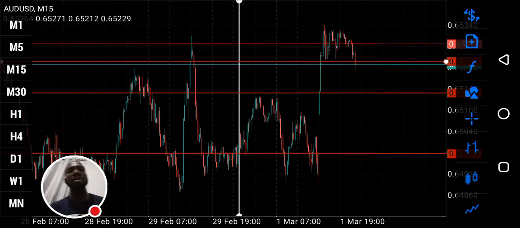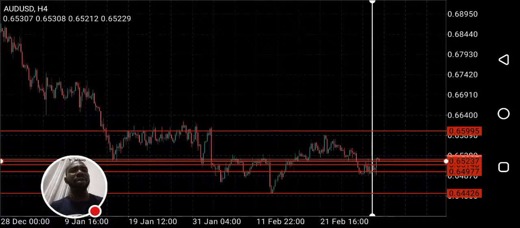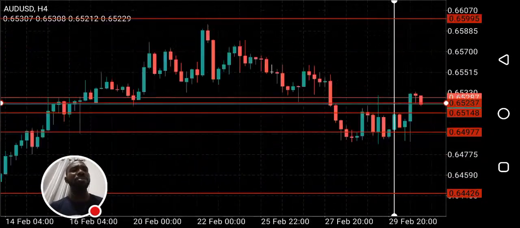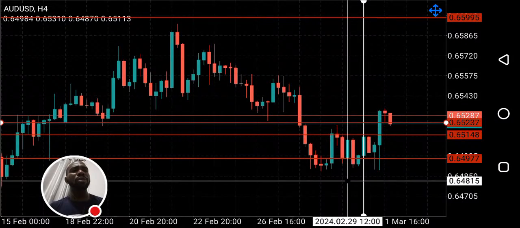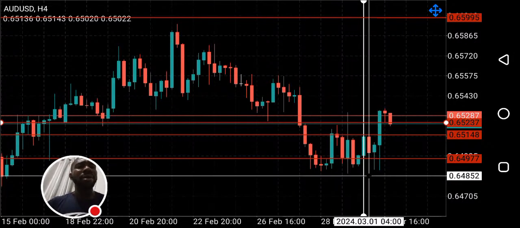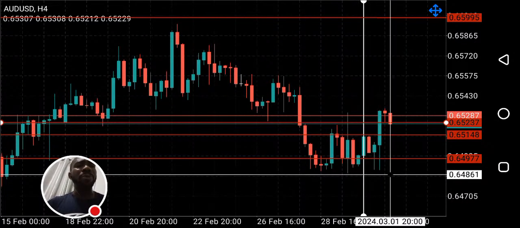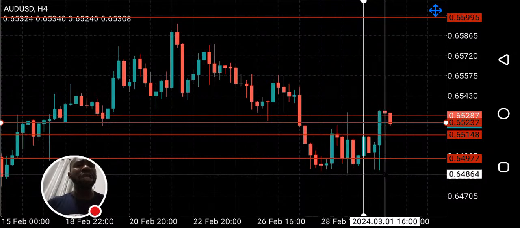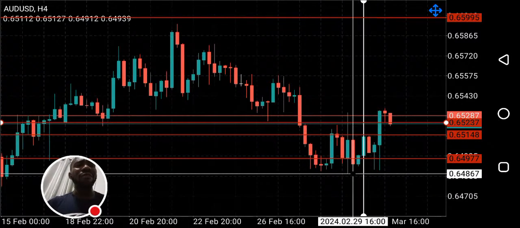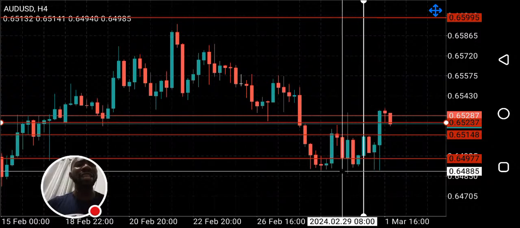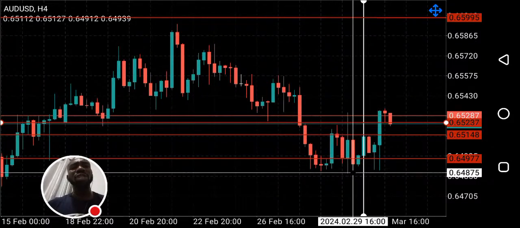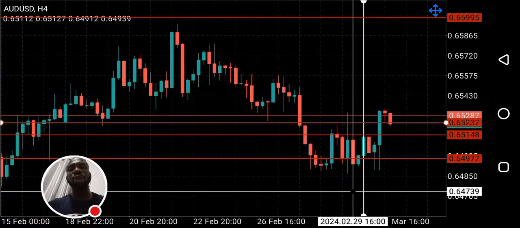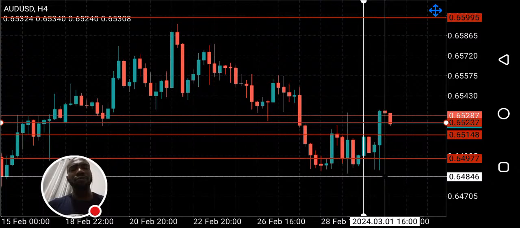And if you are buying Australian dollar USD, if price fills that gap and you are considering buying, your stop loss should be a few pips below this level. Okay, because you would agree with me that this low is an area of liquidity. There are a lot of stop losses at this level, and the institution might want to go for those stop losses. That is why you have to set your stop loss 10-15 pips below this level.